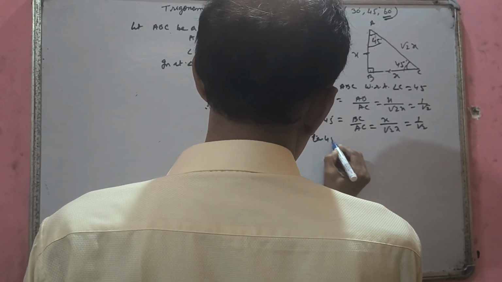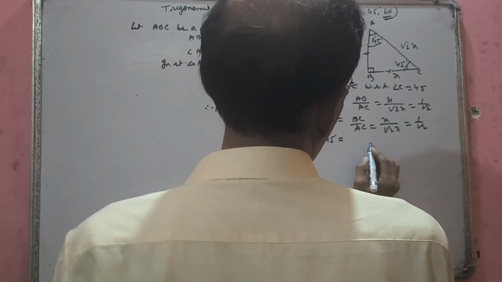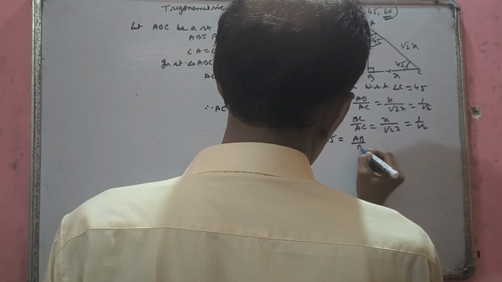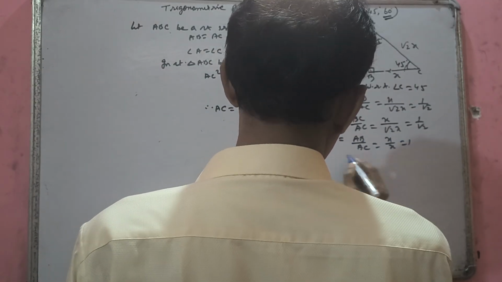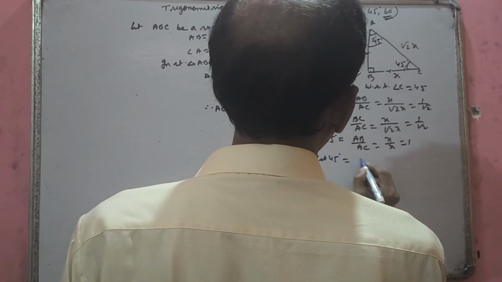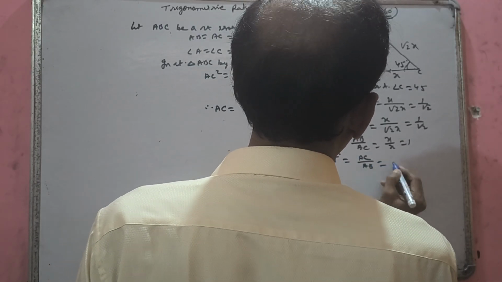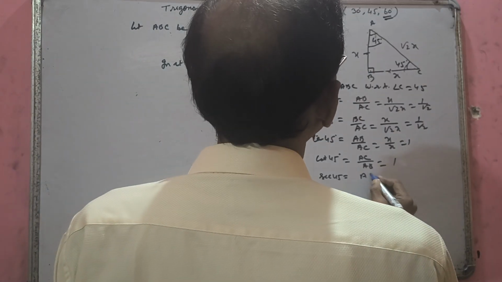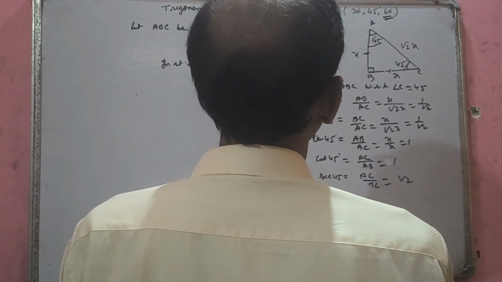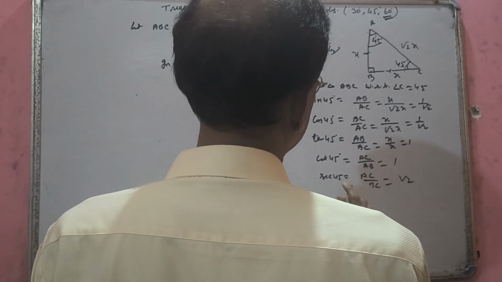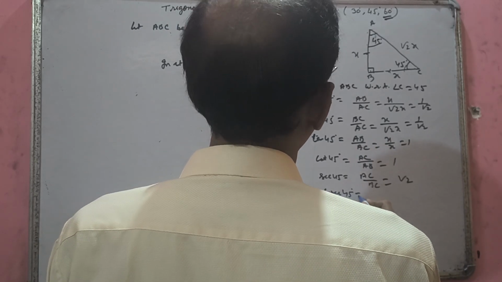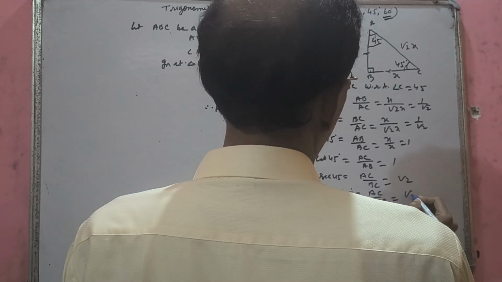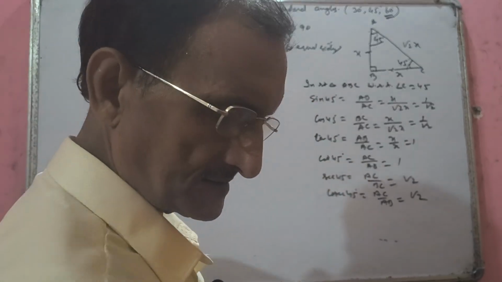Then tan 45 degree equal to opposite side by adjacent side, P by B. So you can write AB by BC, which is x by x. So 1. Cot 45 degree, cot will be reciprocal of tan, again 1. Sec 45 degree is reciprocal of cos. So AC by BC, how much will we get? Root 2. And then cosec 45 degree equal to reciprocal of sine. So AC by AB, how much will we get? Again root 2 only.